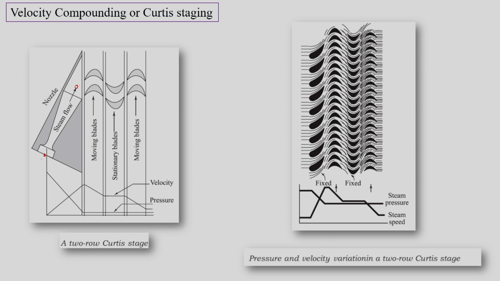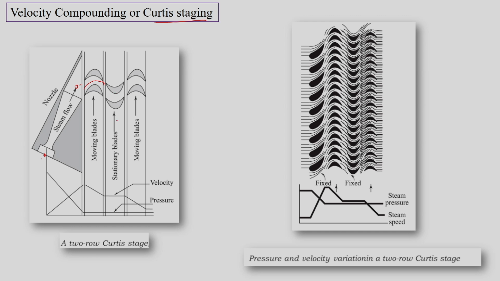In the case of pressure compounding, we were not completely expanding the flow of the steam, but we were partially expanding it in multiple nozzles. We were having a partial pressure drop in multiple nozzles. But in the case of Curtis staging or velocity compounding, we will have the complete enthalpy drop in the nozzle, and then we will have the moving blades where we will have partial work done, or partial extraction of kinetic energy.